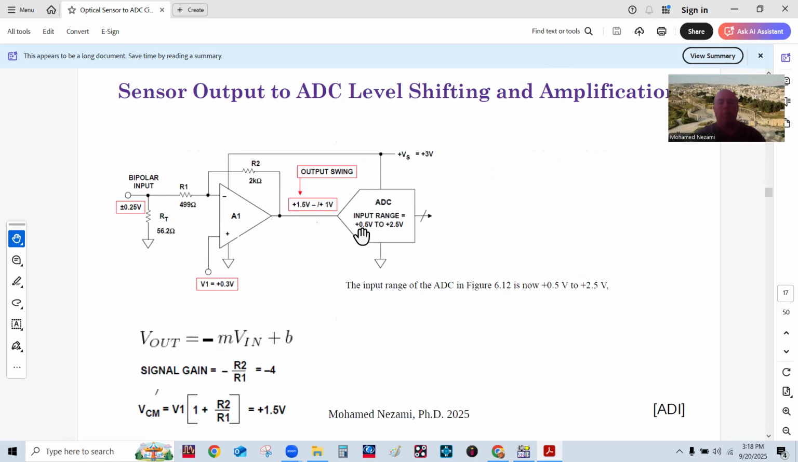We have an ADC that has a range between 0.5 volts to 2.5 volts, okay, and it's powered from 3 volts. The op amp in the middle, we have a signal which is plus minus 0.25, no DC, just an AC signal that we need to amplify so that we can be within this range. So if that's the case, then 0.25, that's a half volt peak to peak. And we need to fit that so it comes in between this range.